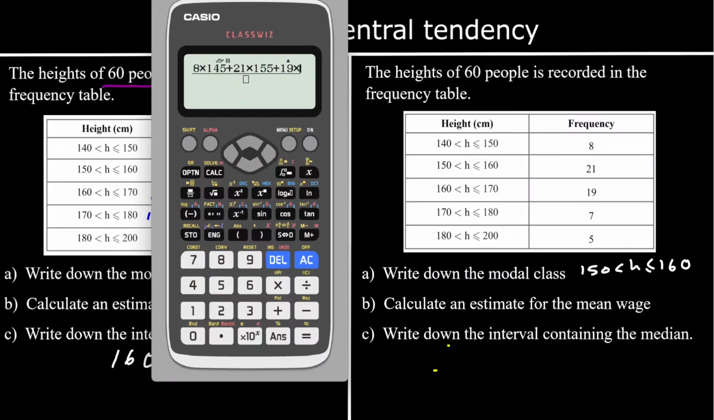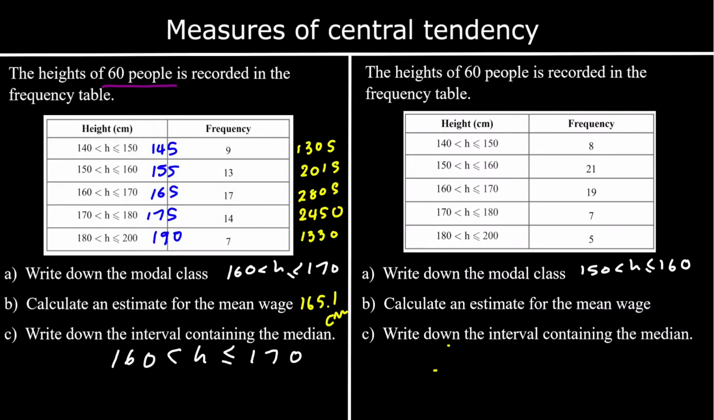We've got 19 165 centimeters. We've got 7 175 centimeters. And we've got 5 190 centimeters. And there are 60 people in total. So we get 162.1, 162.1 centimeters.